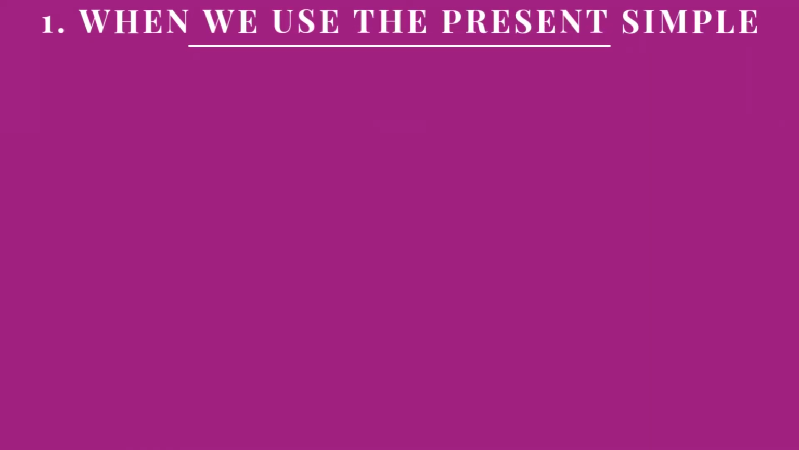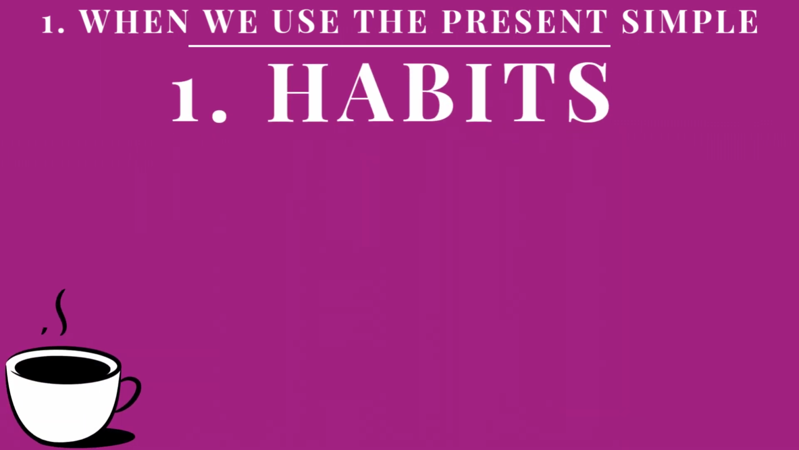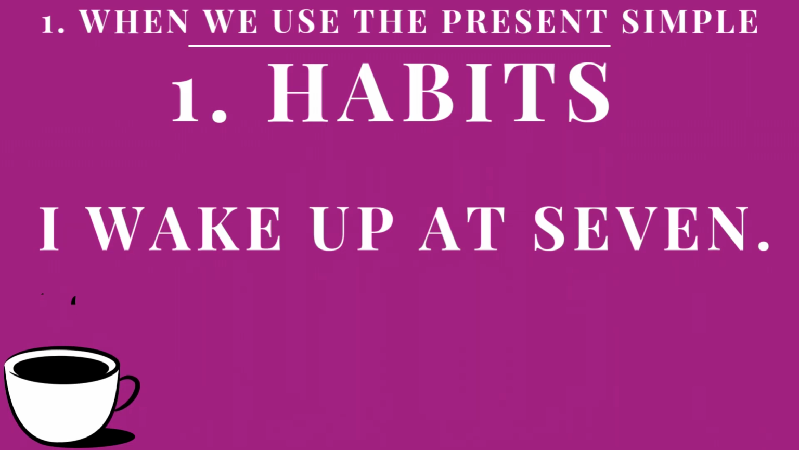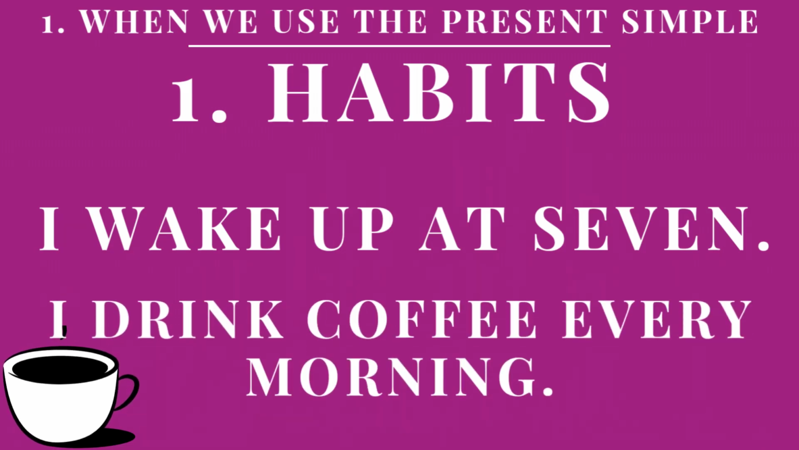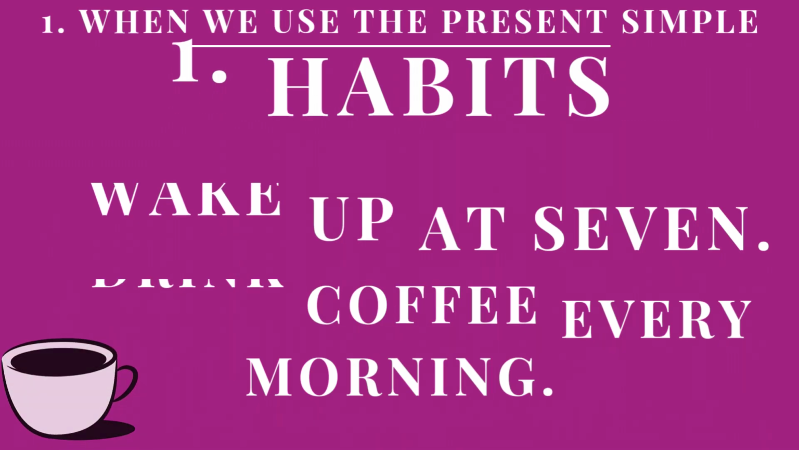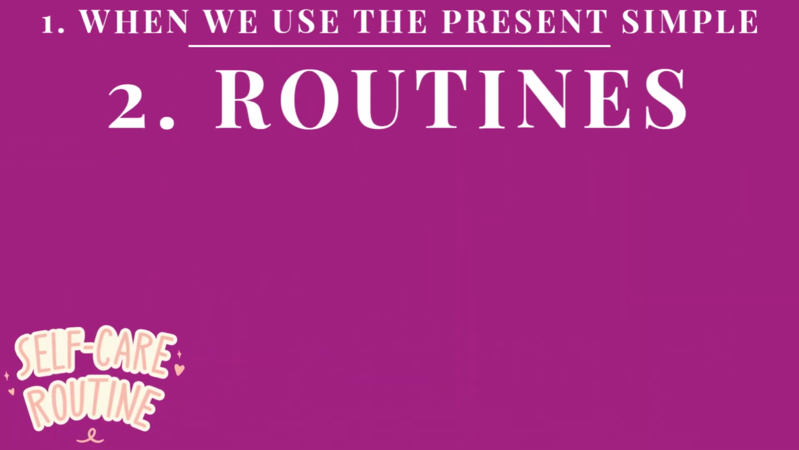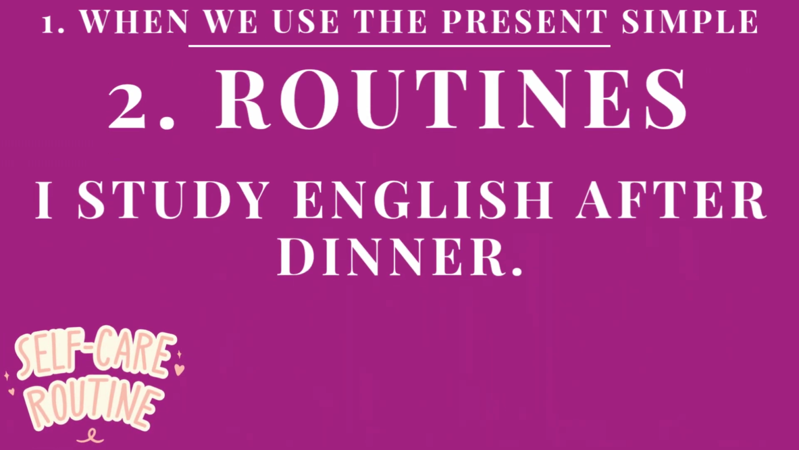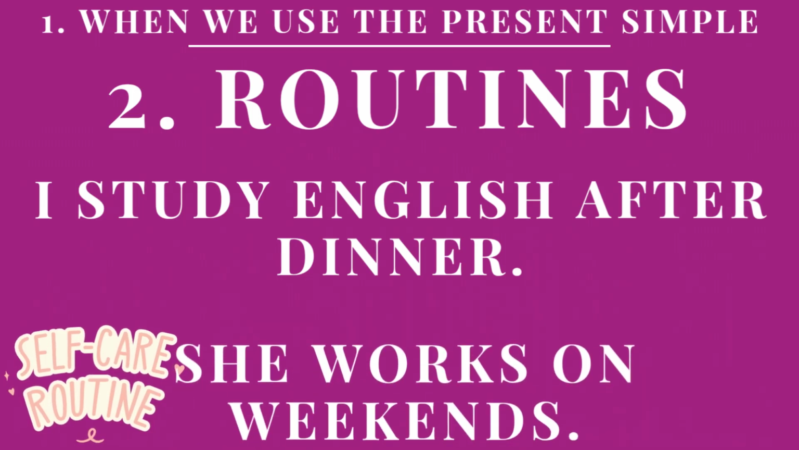1. When we use the present simple. We use it for: 1. Habits. I wake up at 7. I drink coffee every morning. 2. Routines. I study English after dinner. She works on weekends.